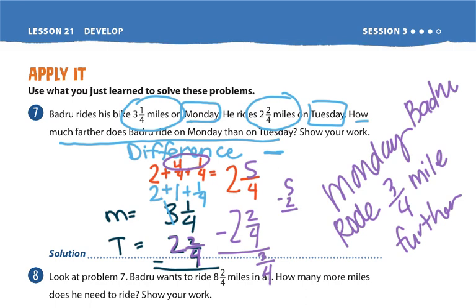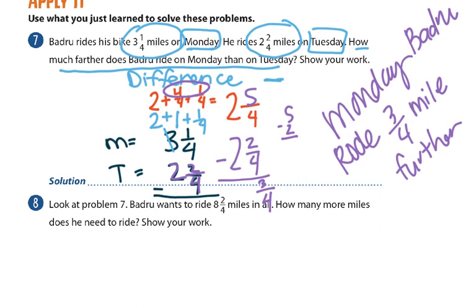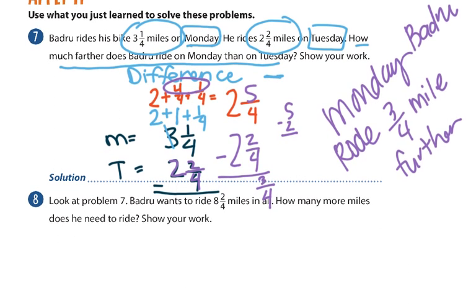Great work. Let's do 8. Look at problem 7. Bad Roo wants to ride 8 2/4 miles in all. How many more miles does he need to ride? Oh, man. Well, I got to find out how much he actually rode. So am I going to be taking the difference or adding them together now? What do you guys think, Lily? Am I going to be adding or subtracting this time?